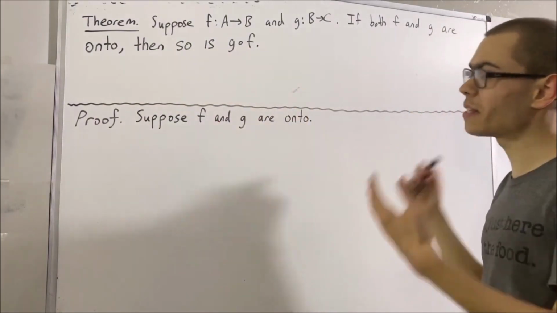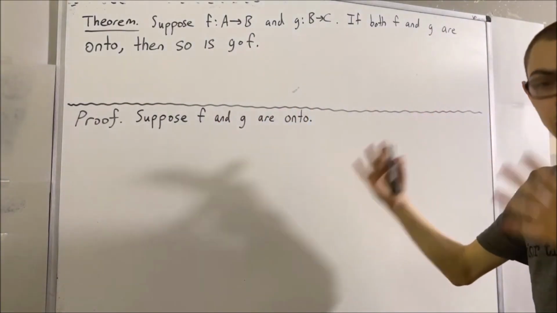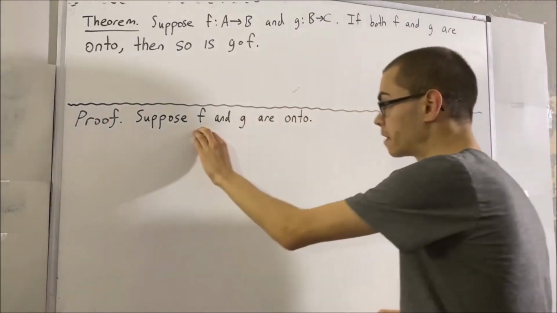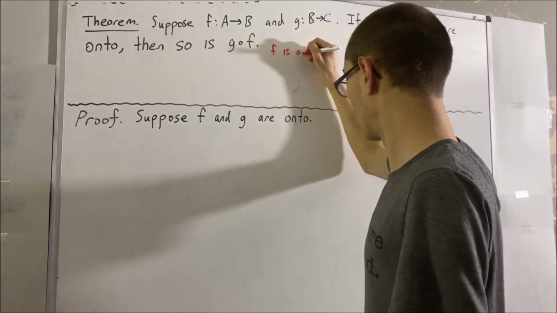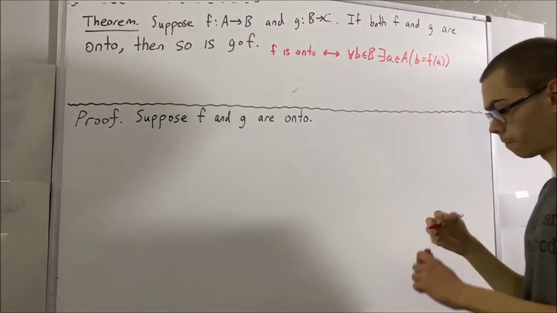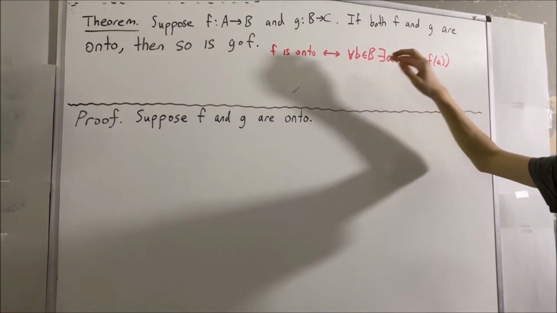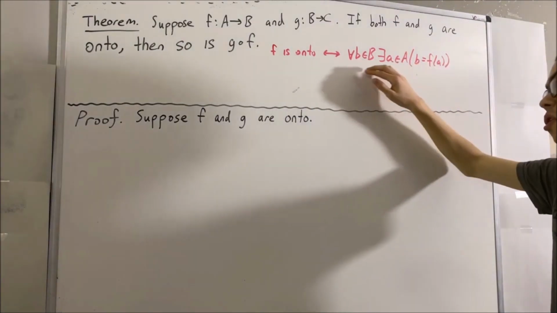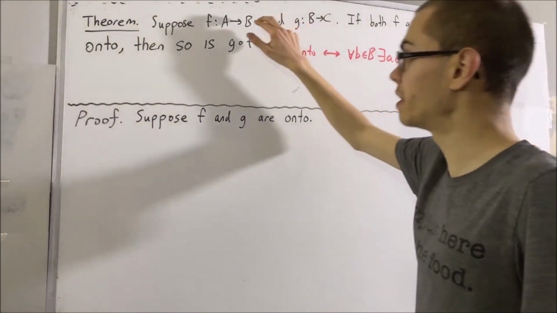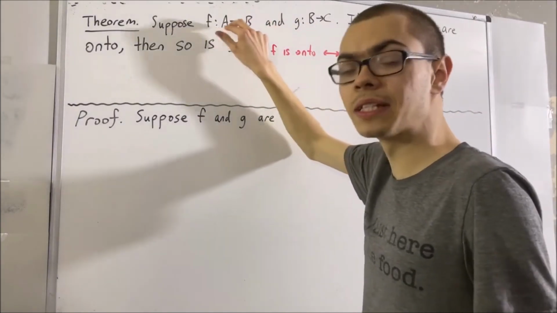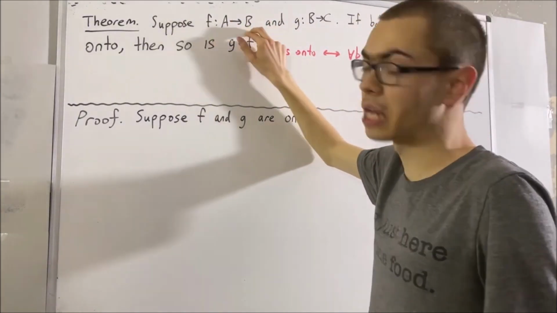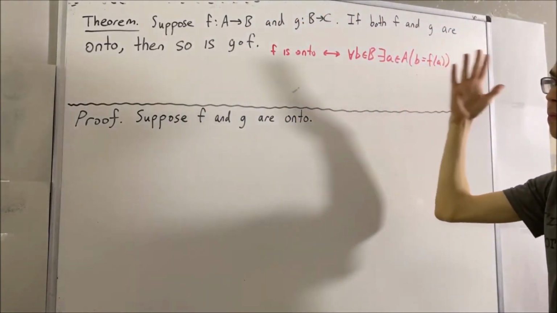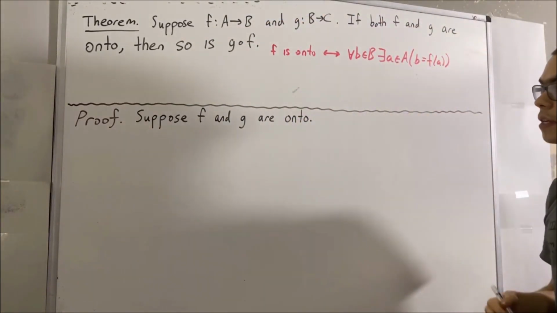Okay, so what does it mean for a function to be onto? Well, let me express what it means for f to be onto. For every b in B, there is an a in A such that b equals f of a. The way you could look at this is, for every element in this set, there is an element in this set that maps onto that element. And that's the idea of what it means for a function to be onto.